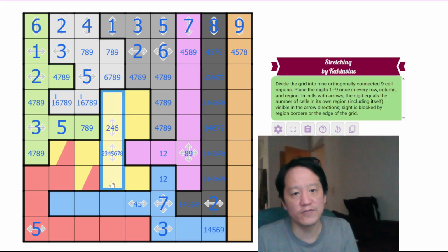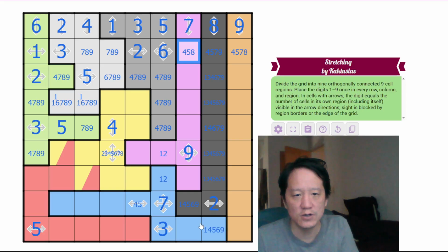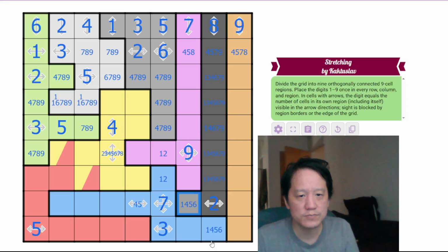So this sees 4 cells. So this is 4. This sees 9 cells, all in the region, so that's 9, which eliminates 9 here. No 9 here, so this can't be 9. This sees 5 cells here, so this is 5, which eliminates 5 here and 5 here.